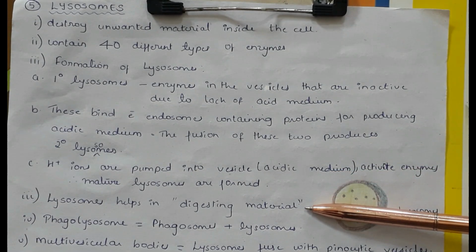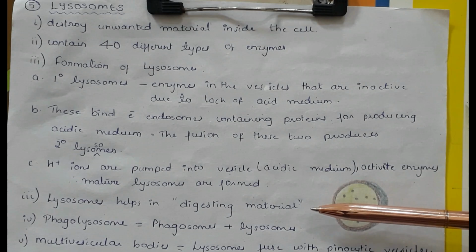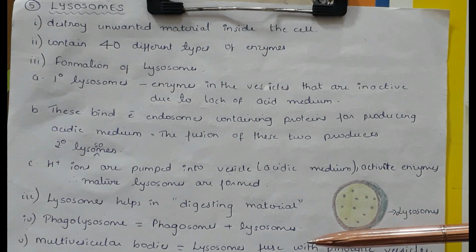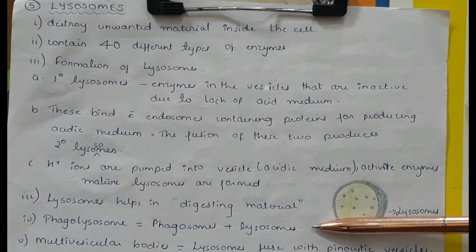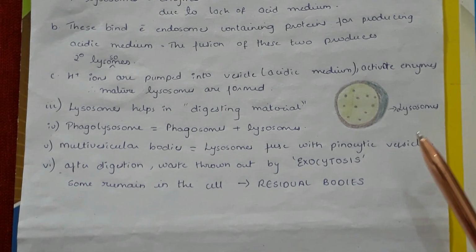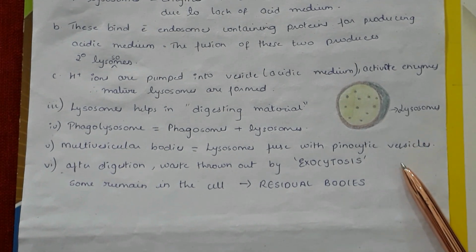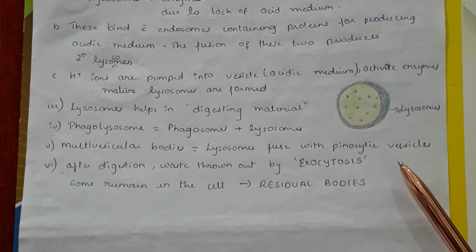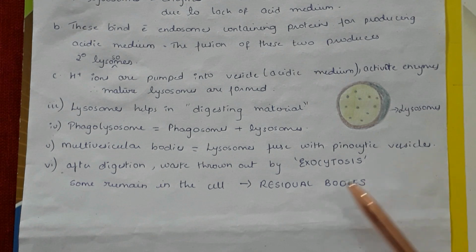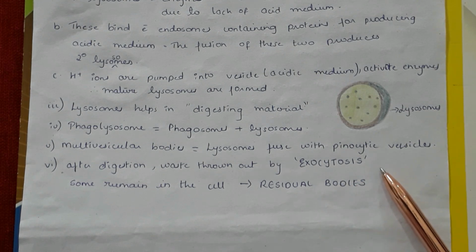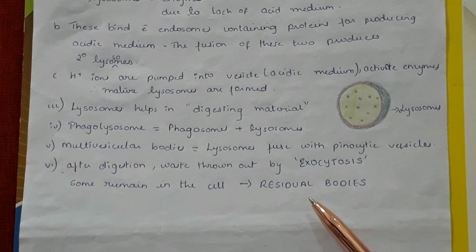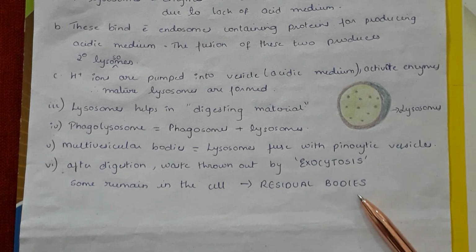The lysosomes help in digesting the material. Phagolysosome is the fusion of phagosomes and lysosomes. Multivesicular bodies are formed when lysosomes fuse with pinocytic vesicles. After digestion, the waste is thrown out by exocytosis. Some remains in the cell and forms the residual bodies.